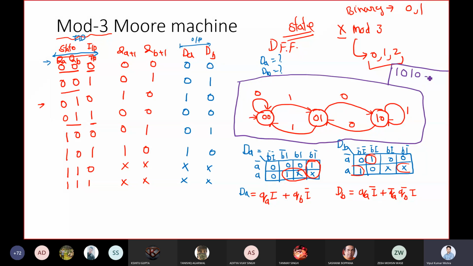So what should be the output if you have this input 1, 0, 1, 0? What do you think? What output are we expecting if you are giving input 1, 0, 1, 0 to this circuit? It should be 0, 1. So let's see whether it really will be 0, 1 or not.